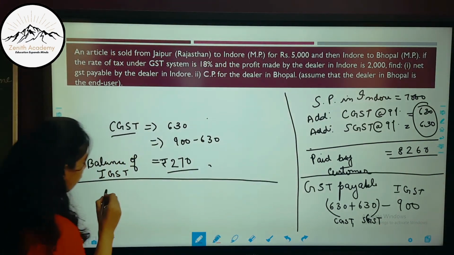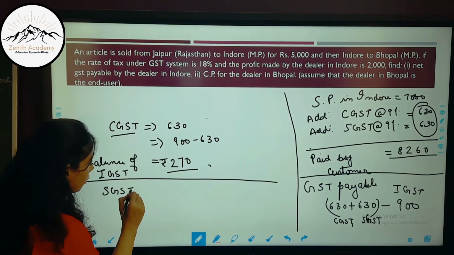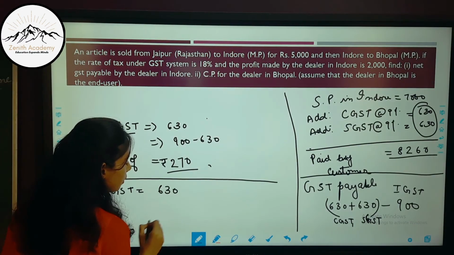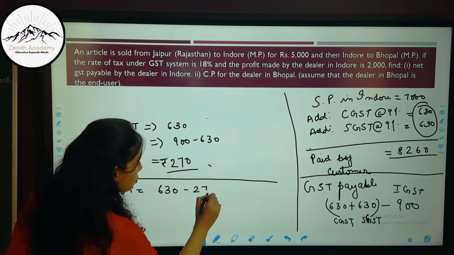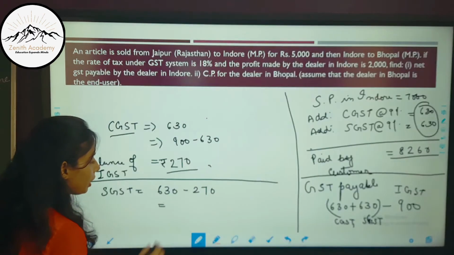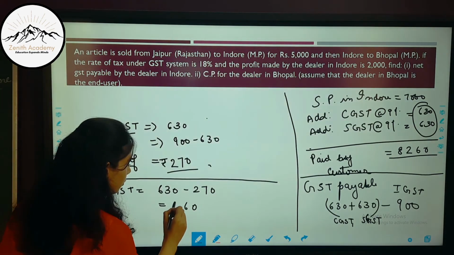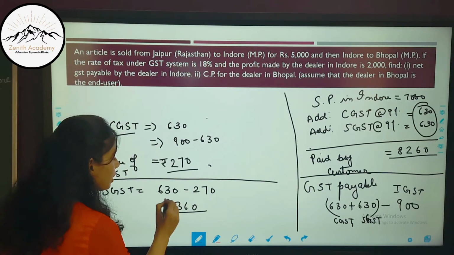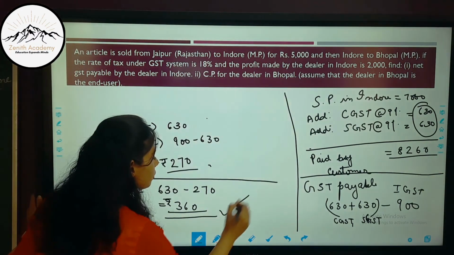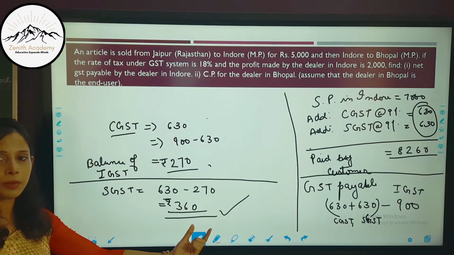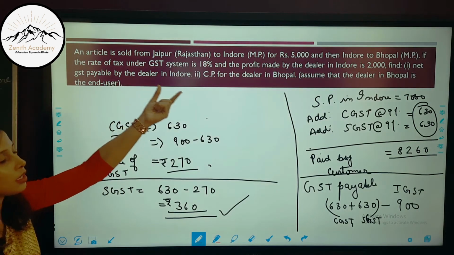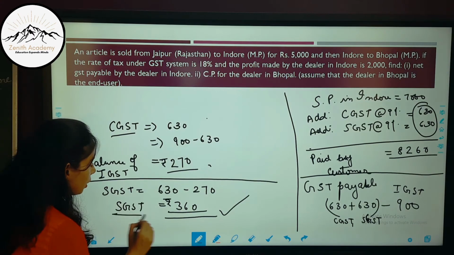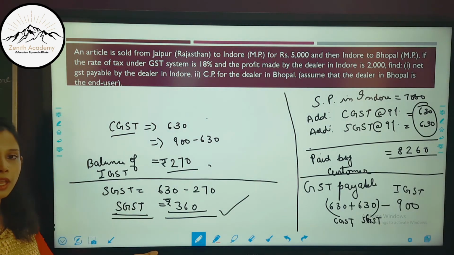Now this 270 can be adjusted against 630 of SGST. So for SGST, we will utilize this 270. SGST is equal to 630. When we utilize 270, what will remain? Rupees 360. This rupees 360 is what actually needs to be payable by the Indore dealer to the government. So only SGST has to be paid.